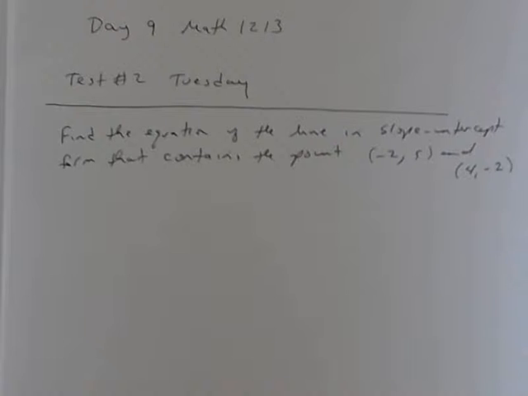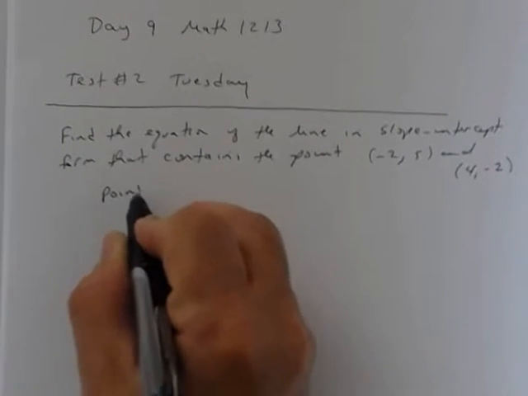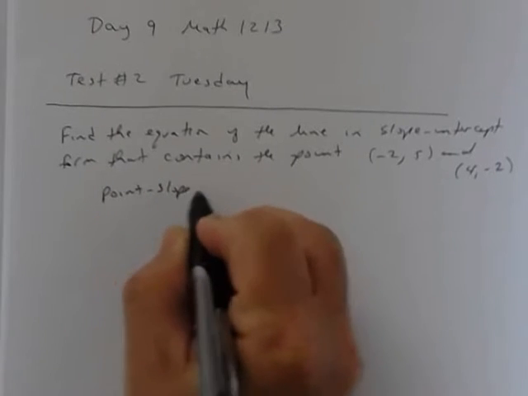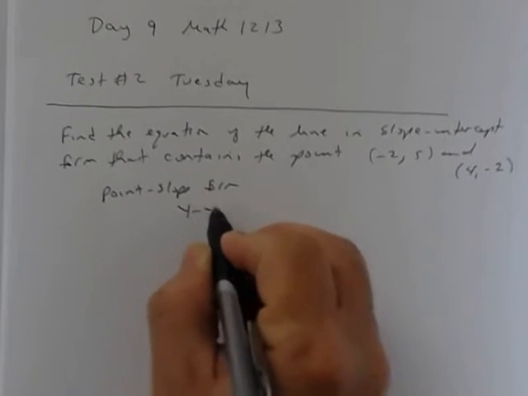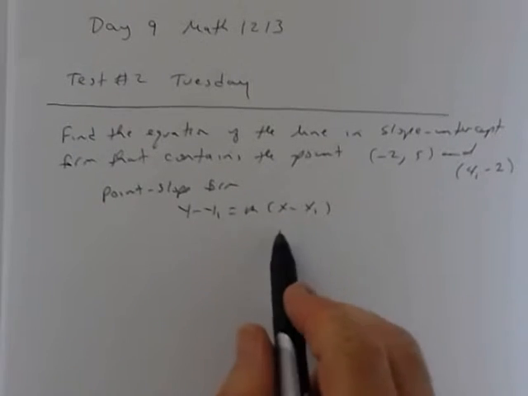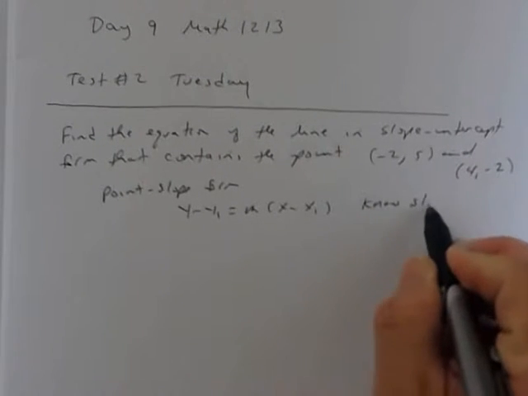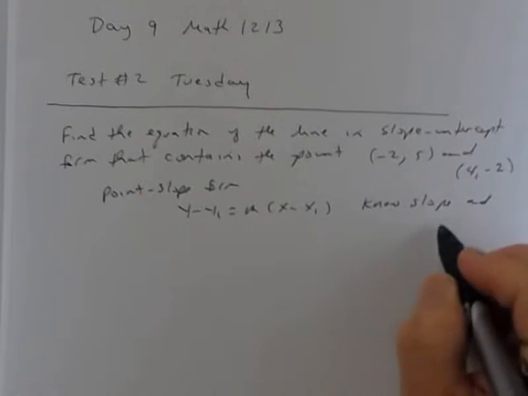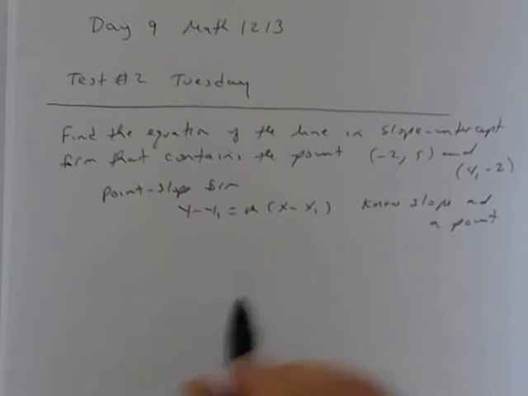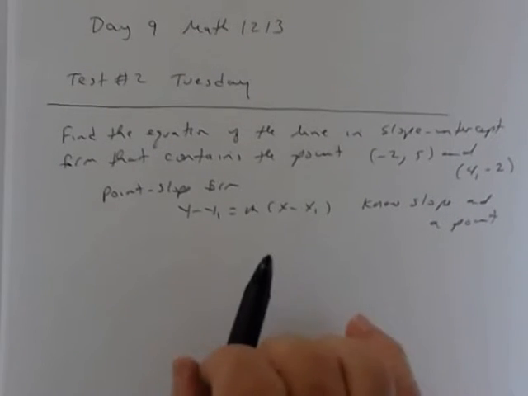All right, so the idea, in order to write the equation of a line, you're going to use point slope form. Point slope form is y minus y1 equals the slope times x minus x1. In order to use that form, you need to know the slope and a point on the line. I know a point on the line. What is it I don't know? The slope.